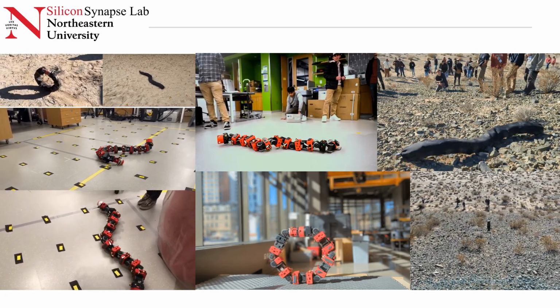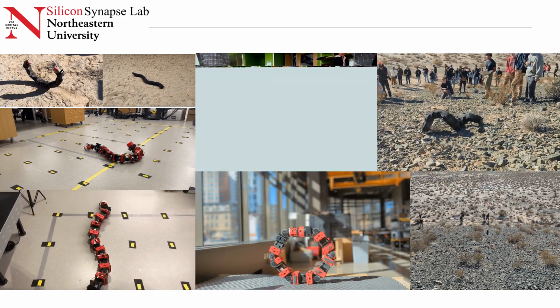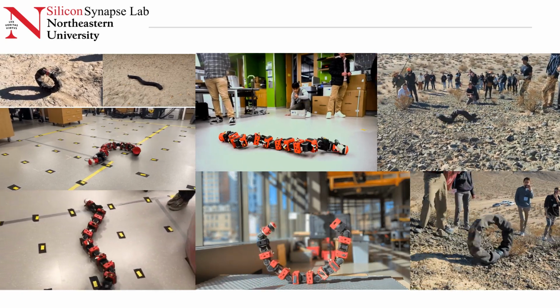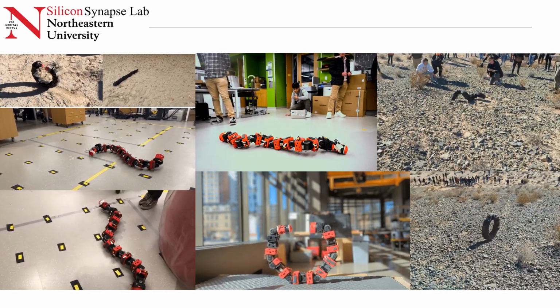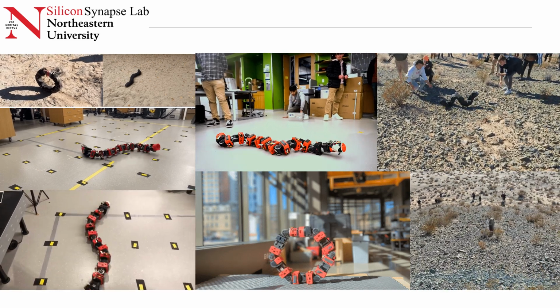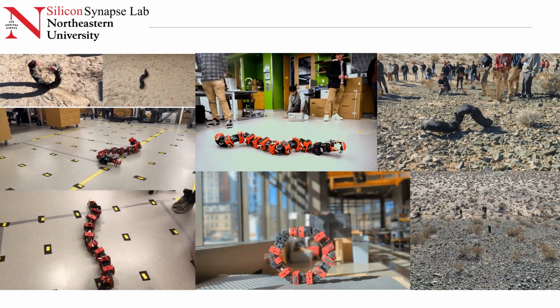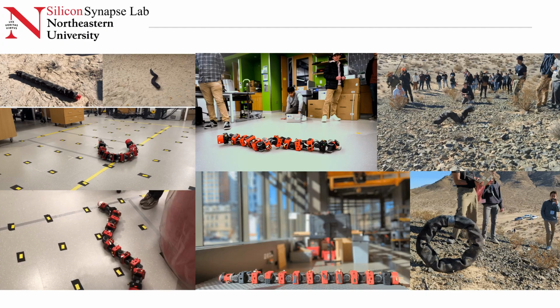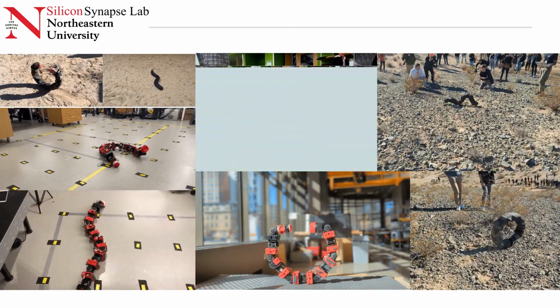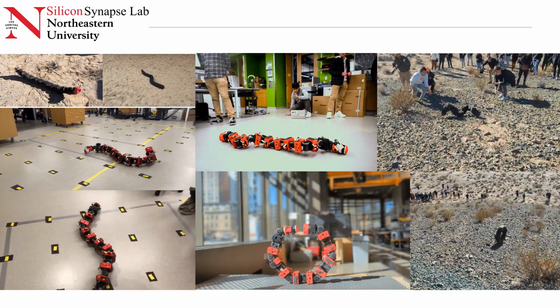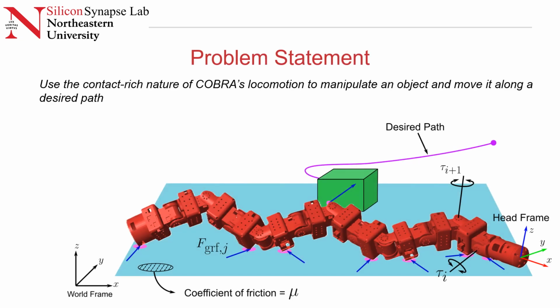And using this contact-rich nature of its gait, it's able to generate the required moment and force about the center of mass to move the robot forward. So what we want to do with this work is use the contact-rich nature of COBRA's locomotion to manipulate an object and move it along a desired path.